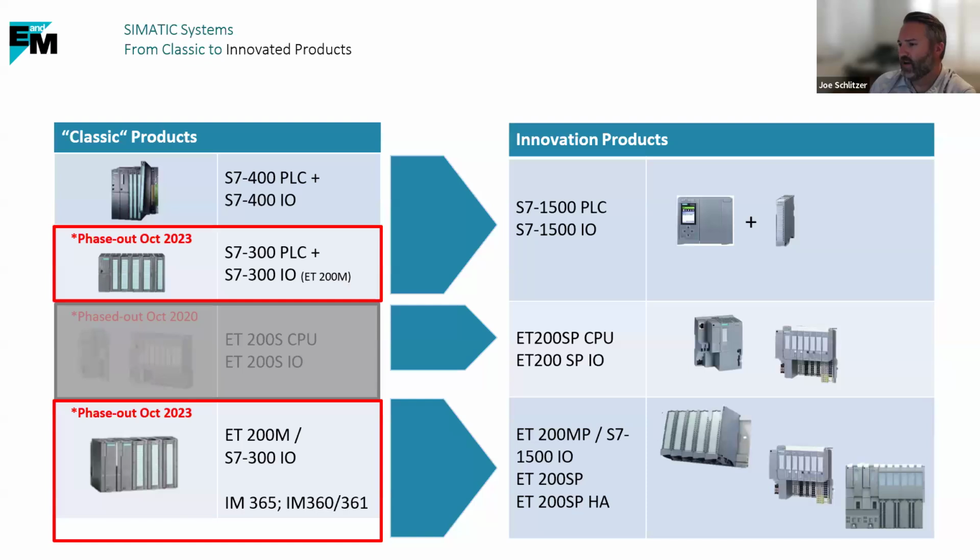The S7-1500s and the ET200SP, they've been around for quite a while now. So they aren't new products. They are proven. And they're going to be around just as long as the S7-300s were. So think 35 to 40 years. So they're going to be around long after I retire. So you don't have to worry about Siemens replacing them anytime soon.